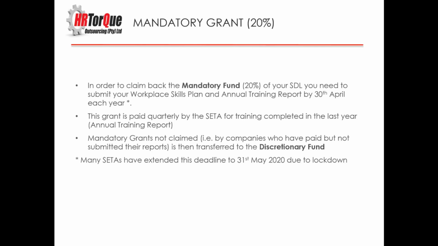Once they've approved your annual training report and workplace skills plan, you are then entitled to receive your 20% mandatory fund. This is supposed to be paid quarterly. It's not always paid quarterly. It does depend on the SETA that you're with. Some SETAs are better than others. Some will pay a lump sum once a year, or random amounts throughout the year. But it should be paid quarterly.